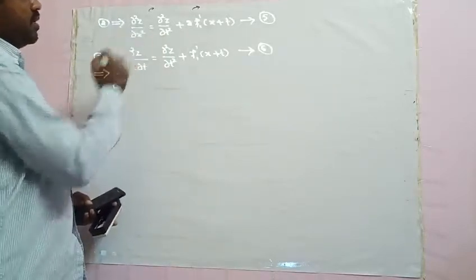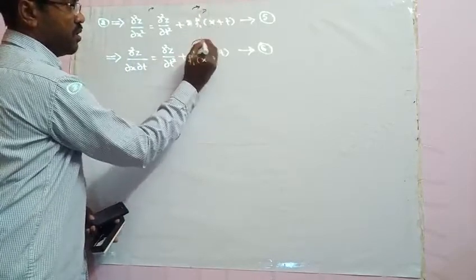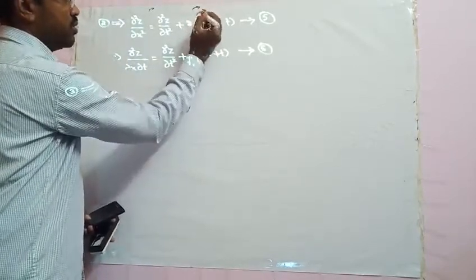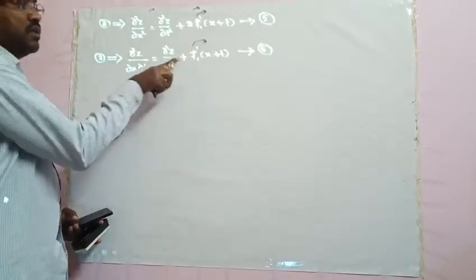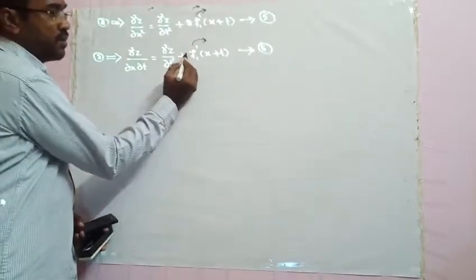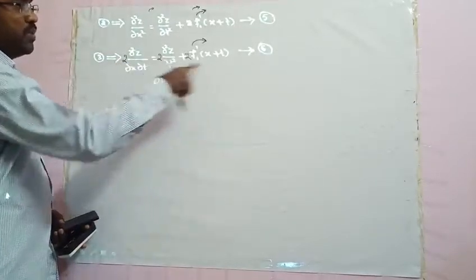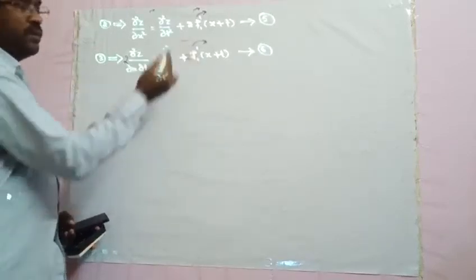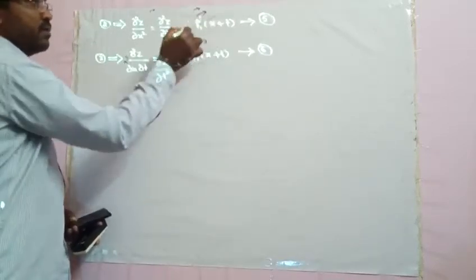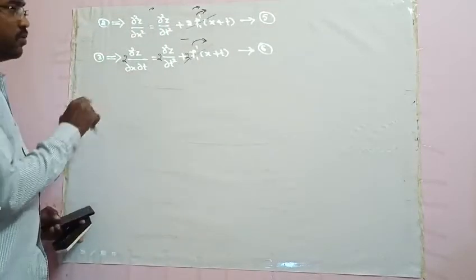Almost everything is eliminated. If you are able to eliminate this f1 dash also, then you are done. How can we eliminate this f1 dash? If you multiply throughout by 2 and subtract, this term and this term will get cancelled. So this is the idea. Now we are going to apply.